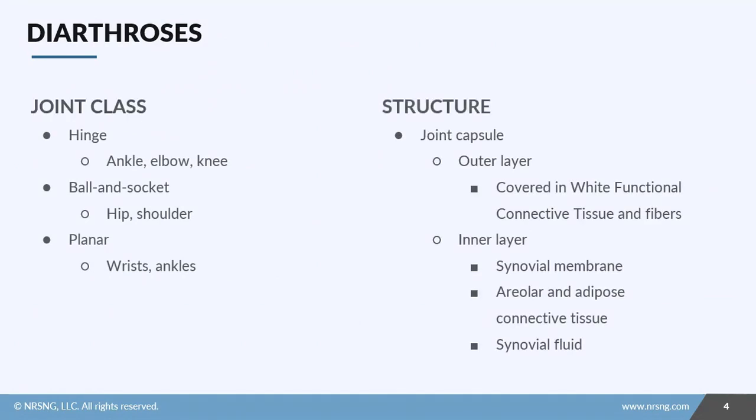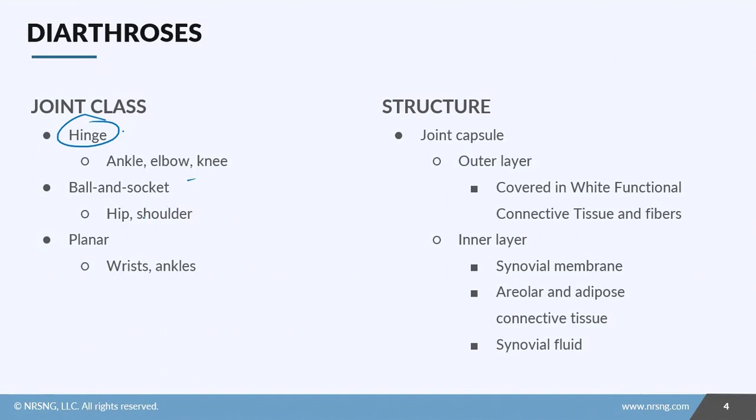So this is not a comprehensive, cumulative list of every type of joint class, but this is the majority of types of joint classes that you're going to see throughout the body. The three different joint classes that we are going to look at: you've got the hinge joint, the ball and socket, and the planar. So the hinge joint, examples of this are going to be your ankle and your elbow and your knee. They move like a hinge on a door.